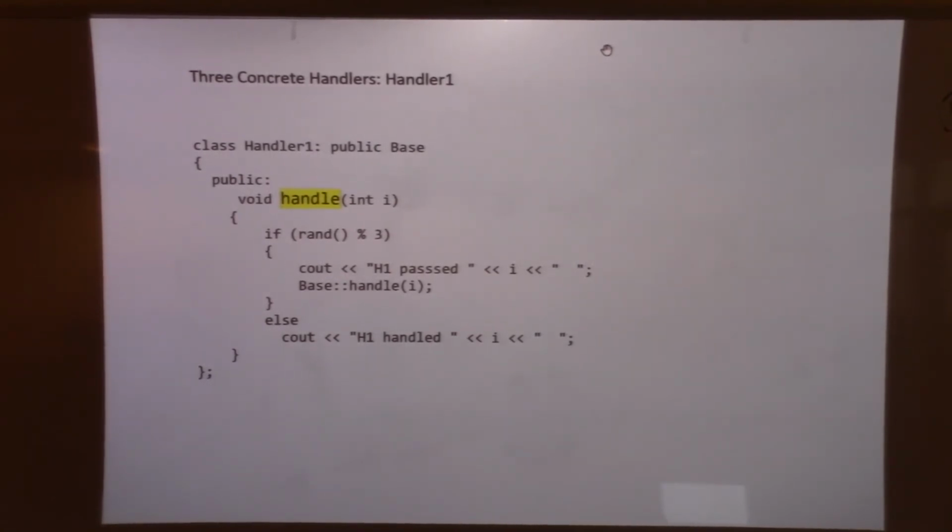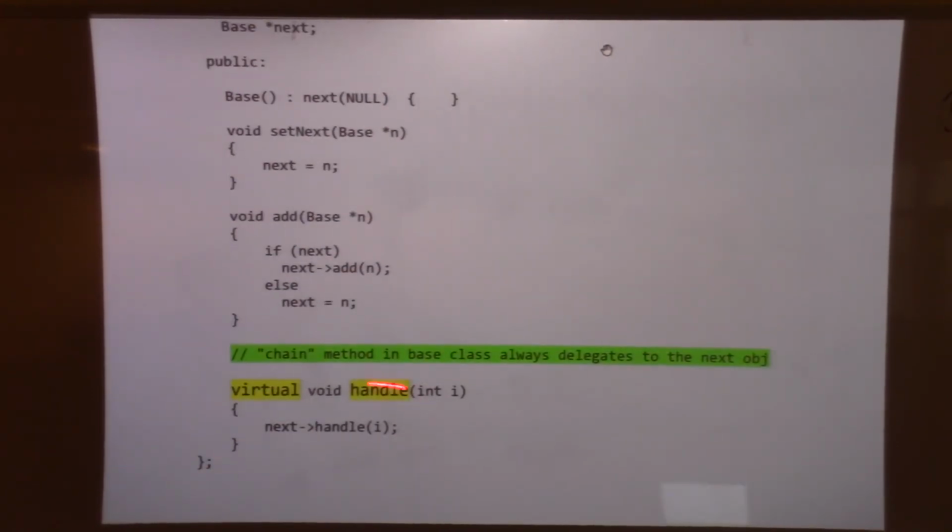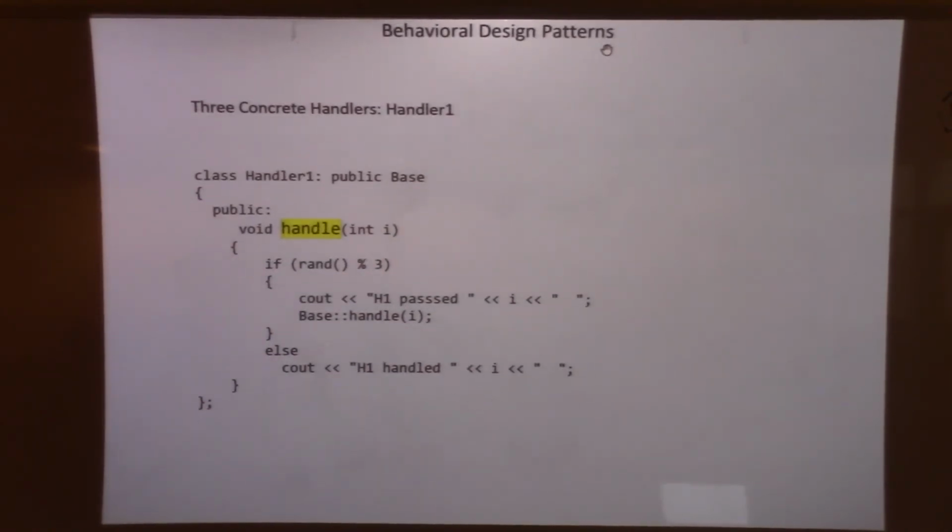That's an override, right? How do you know it's an override? Because it has the same signature. Such a good word, signature. It's a unique identifier. Forget virtual. Virtual is virtual. You don't have to repeat that. But it's handle int void. And look at this one. Handle int void. So that's an override.